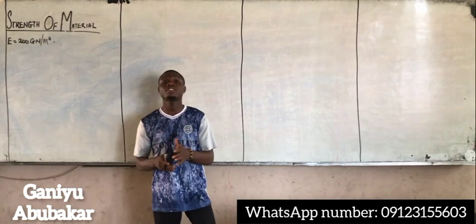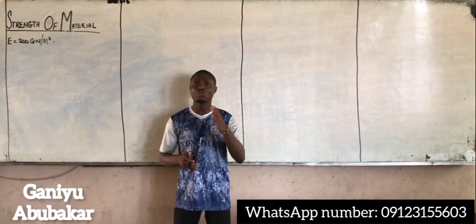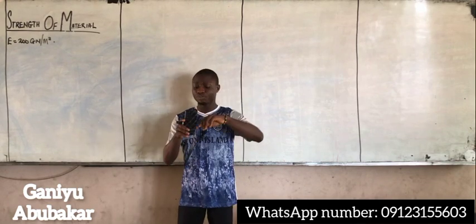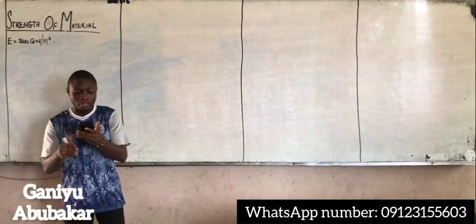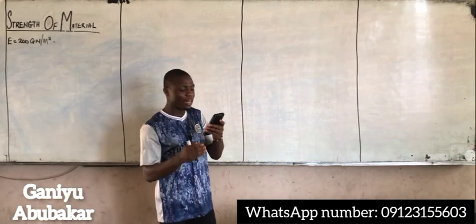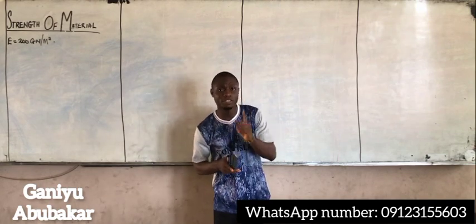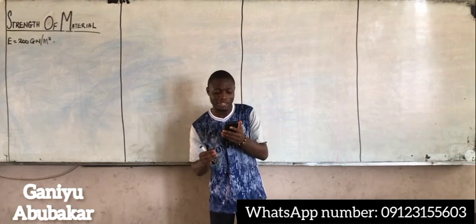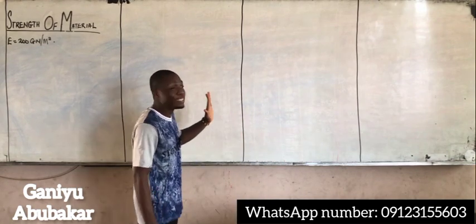So first is first. The first part is what? Write out the given parameters and units. So what are we given from the question? I was told that a steel bar is 900 millimeter long. Now observe something, please. It simply means the length of the bar.